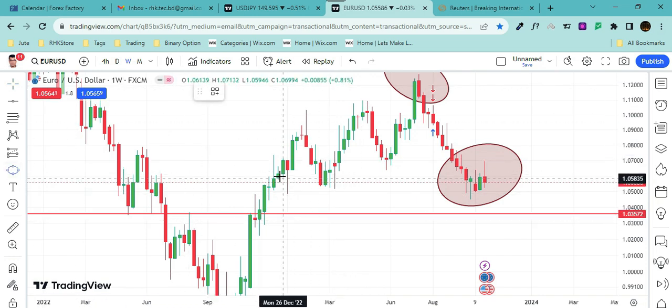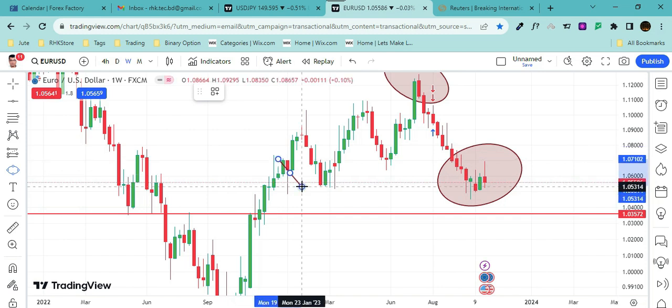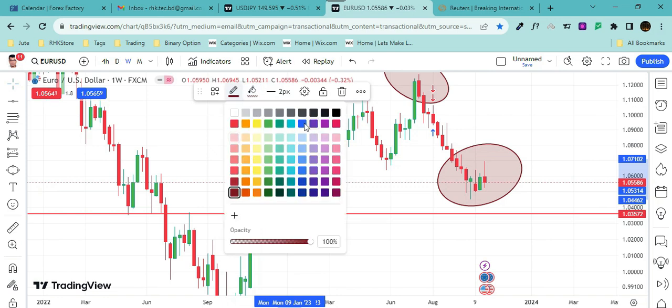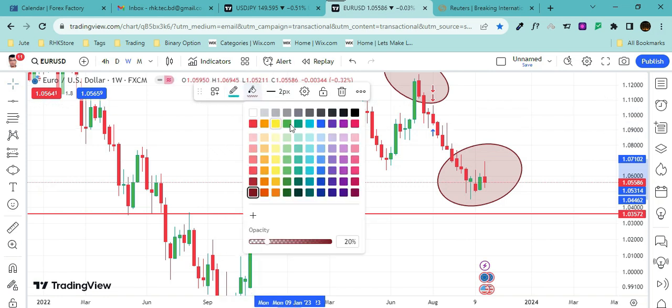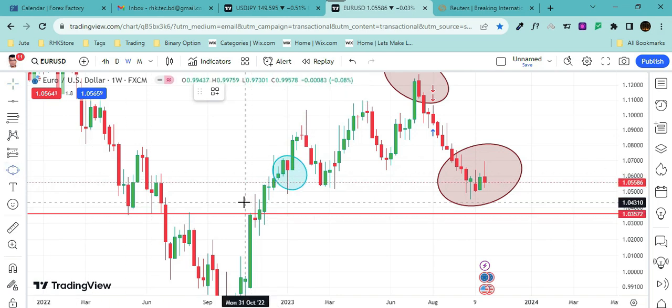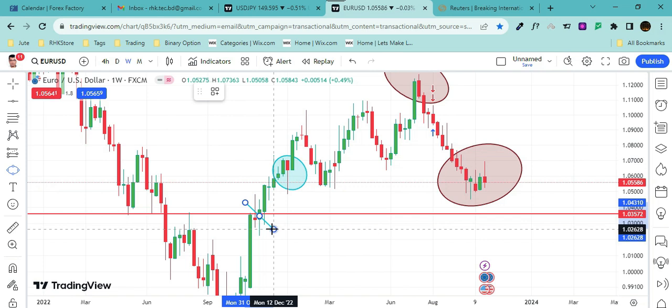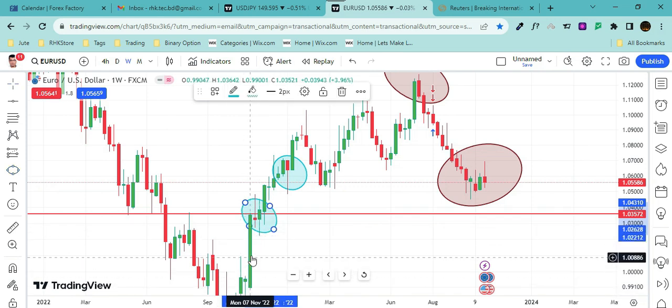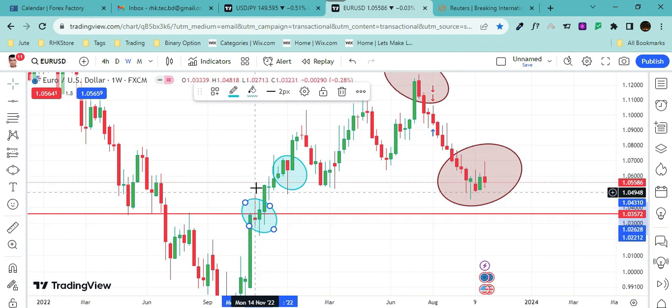Number one, we can see we have an opposite color candle here, and it is very important for us to analyze. And also we have another opposite color candle here, which has resisted such a big breakout and kept it there for the entire week.